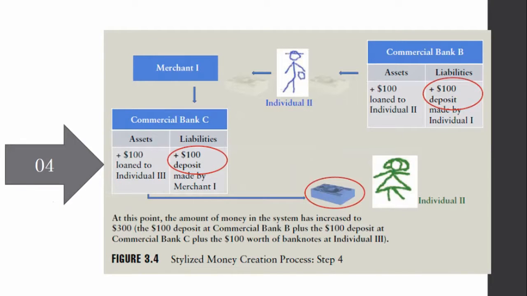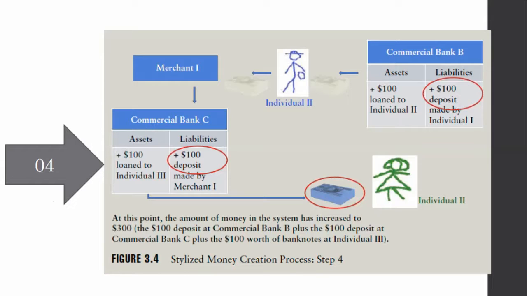Then the last step, step 4. So in step 4, what happened? This individual two, who got the money, $100, decided to purchase some materials from a merchant. So that money goes to merchant 1. Let's assume that this merchant decides to deposit that money in another bank, commercial bank C. So C will again get a deposit worth $100 from merchant 1.